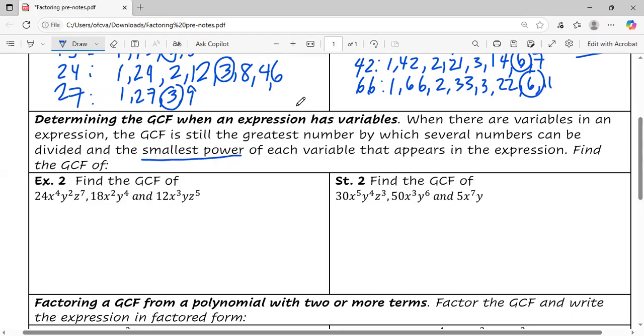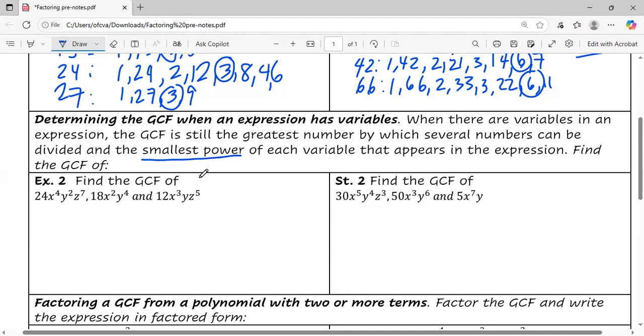So for example, we find the GCF of 24x to the fourth, y to the second, z to the seventh, 18x to the second, y to the fourth, and 12x to the third, y, z to the fifth. Immediately notice that everything has x, y, z except for this middle term. So every term has x and y.